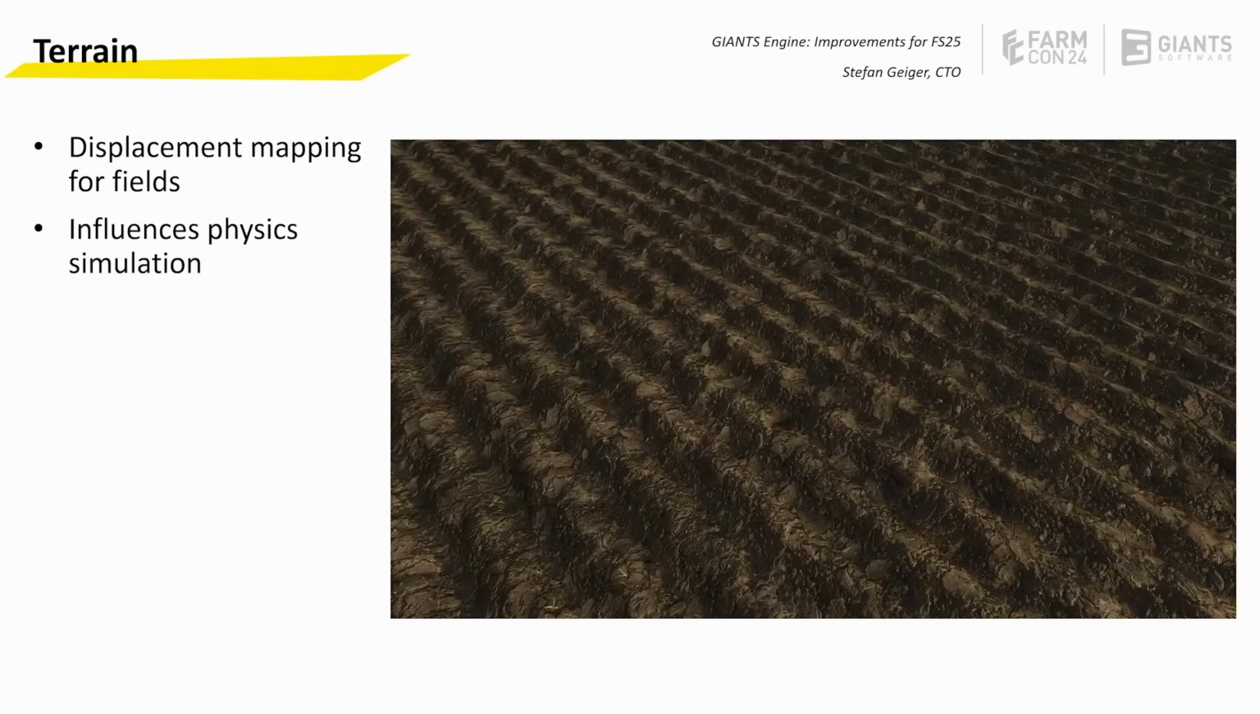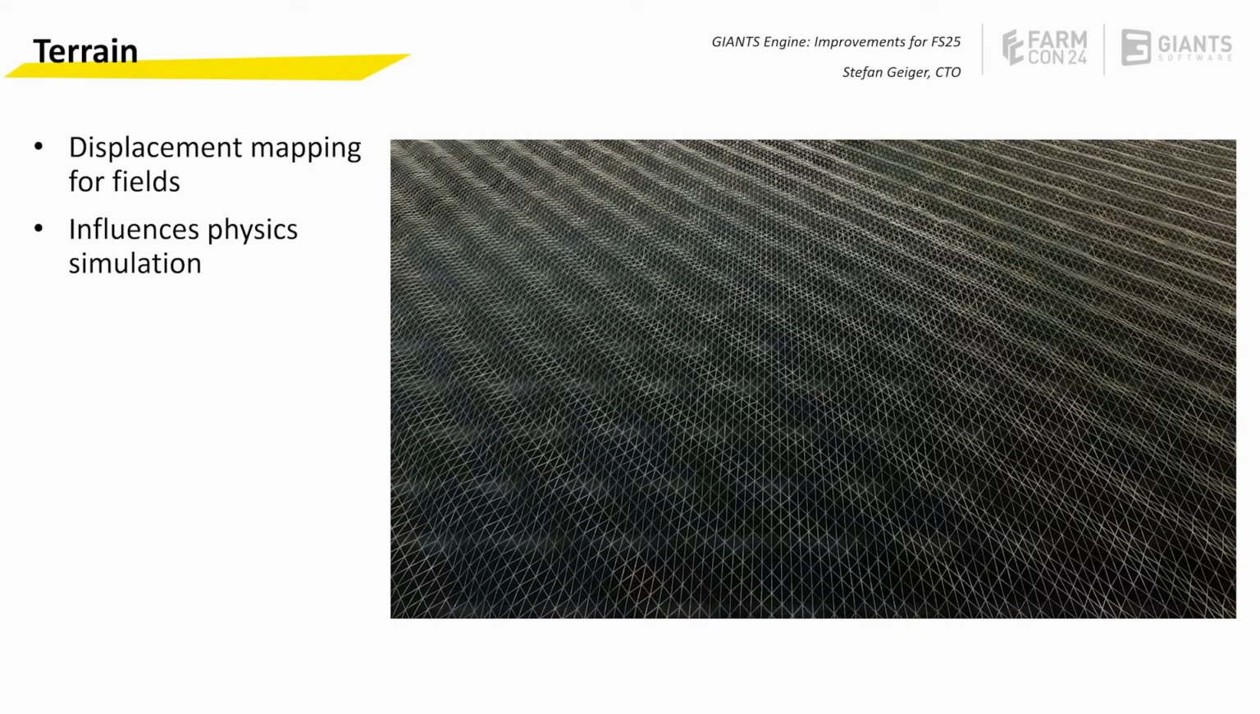Right, now we're getting into one of the most talked about features in FS25, which is ground deformation. So we have displacement mapping for fields and influences physics simulation. And the physics simulation means that driving over things like this ploughed field will actually cause the tractor to bounce around.